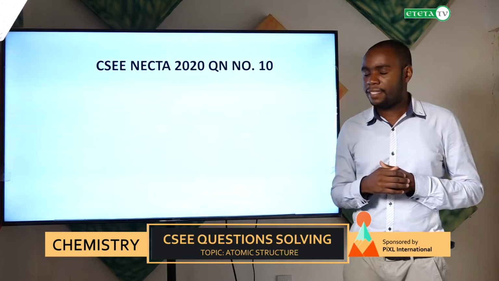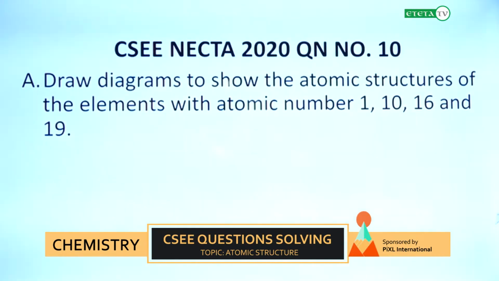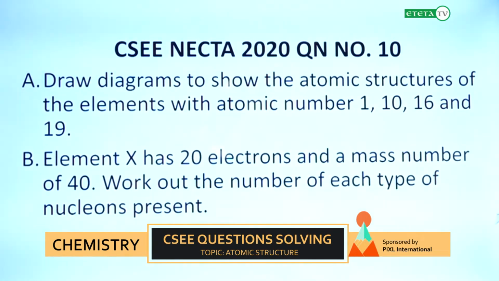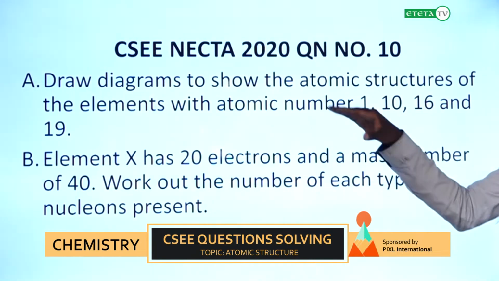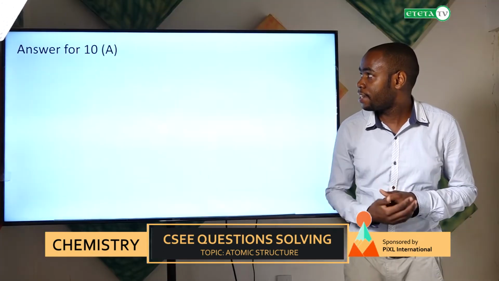The question number 10. Question 10A says, draw diagrams to show the atomic structure of the element with atomic number 1, 10, 16, and 19. Also, question 10B says, element X has 20 electrons and the mass number of 40. Work out the number of each type of nucleons present. So here there are two questions which you need to attempt. We are going to attempt one question after another, starting with question number 10A.